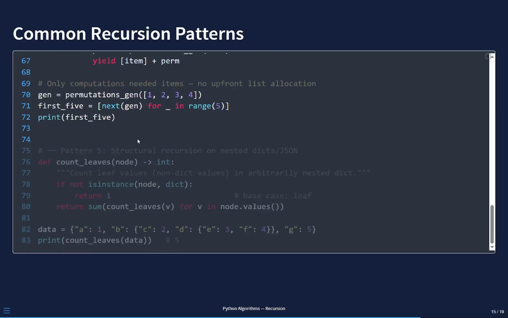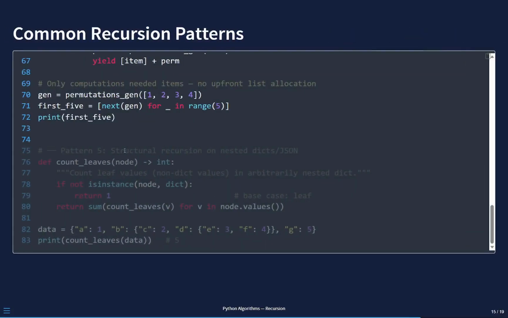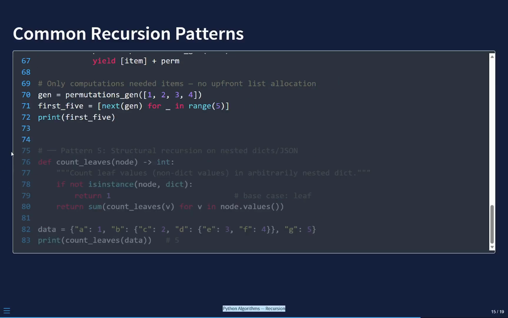Pattern 5: structural recursion on nested data. count_leaves counts all non-dictionary values in an arbitrarily nested dictionary. Think JSON. Base case: if the current value is not a dict, it's a leaf, return 1. Recursive case: sum count_leaves(v) over all dictionary values. Works on any nesting depth, any dictionary shape. This pattern generalizes to any tree-shaped data structure.